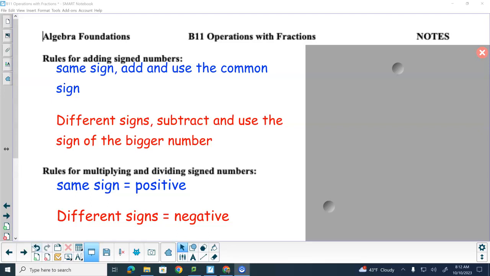Add or subtract the top. What about the bottom? Leave it the same. Leave it as our common denominator. Okay? And then what do we do? Reduce. Then we reduce. Okay? So we got that.